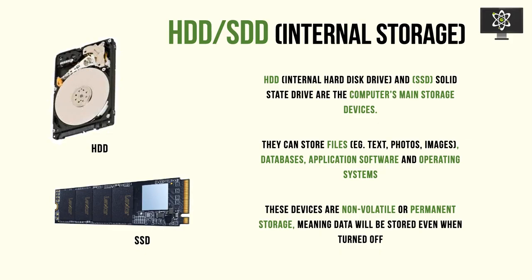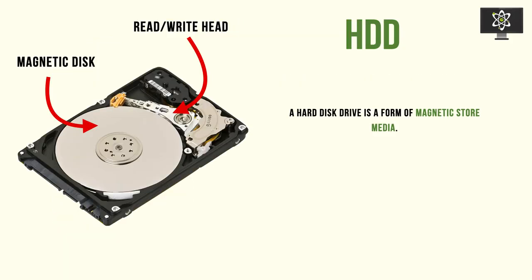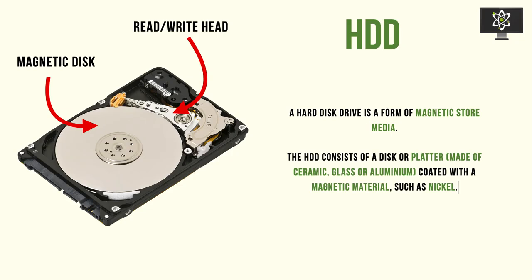So let's look at the difference between the two by firstly looking at HDDs. HDDs are a form of magnetic storage media. Where does the magnet come from? It consists of a disk or a platter, a magnetic platter because it is coated with a magnetic material such as nickel. The disk itself is made of ceramic, glass, or aluminium. HDDs are known as electromechanical devices because they involve a spinning disk powered by electricity, so it's an electromechanical device. And that's where its reliability is a bit of a problem compared to SSDs, which are purely electronic devices.